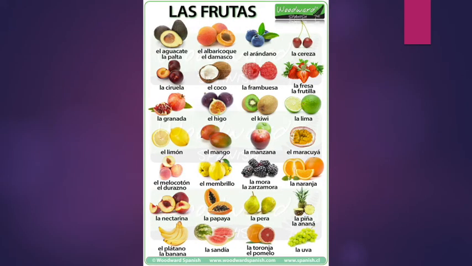Okay, so this video is quite long, so I just wanted to remind you some of the vocabulary. So, las frutas: el aguacate, avocado; el arándano, blueberry; la cereza, cherry; el coco, coconut; la frambuesa, raspberry; la fresa, strawberry; el kiwi, kiwi; la lima, lime. We usually say limón for both of them, lime and lemon.